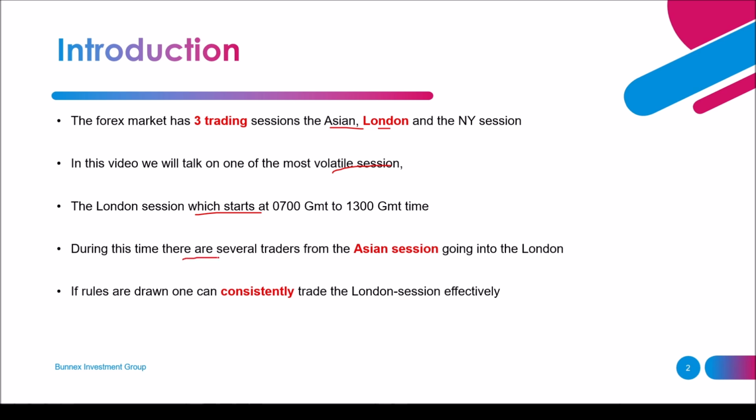During this time, there are several traders from the Asian session going into the London session. This is the reason why it's more volatile and has a lot of movements. If rules are drawn, one can consistently trade the London session effectively and profitably.